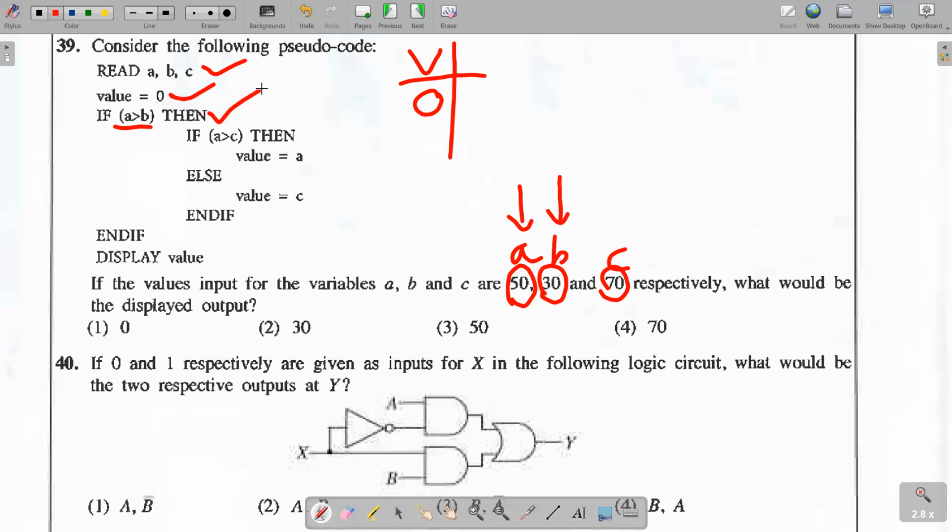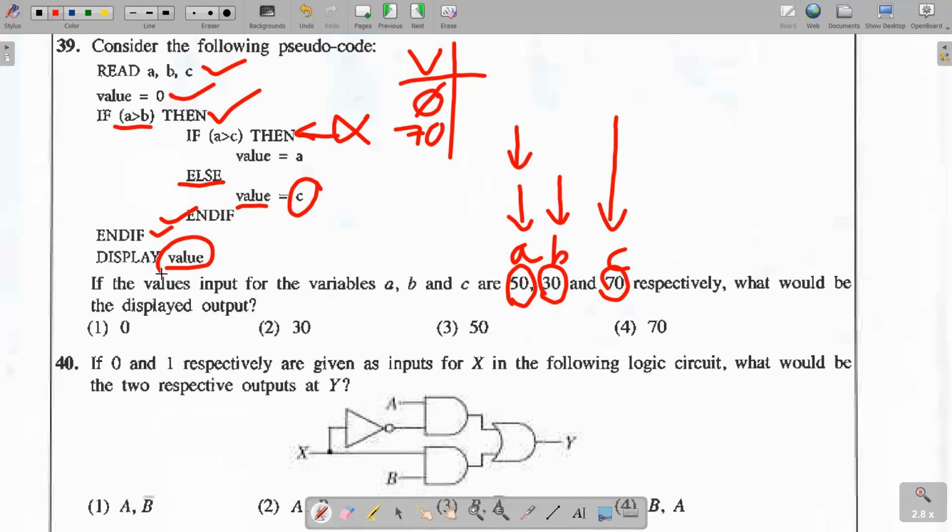That is correct. Therefore, it comes over here and checks whether A is larger than C. A is 50, C is 70. So A is not larger than 70. So it is incorrect. Then it comes to the else. In else, it says assign C to the value. So C means 70. So 70 will be assigned to the value. All right. So then it ends the ifs. They need to display the value. So it will display 70, because the value of the value variable is 70.